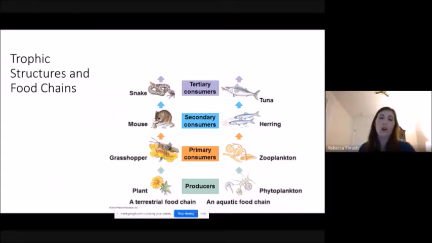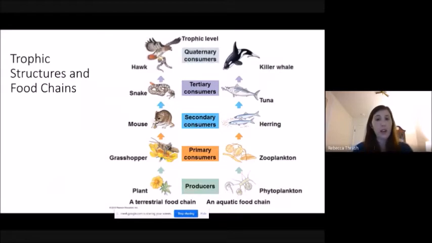Tertiary consumers are those organisms that get their energy from secondary consumers. So on the terrestrial side, you might have a snake that eats this mouse. It could be an owl. On the aquatic side, you've got larger fish or maybe some other aquatic large organism that eats these small fish.